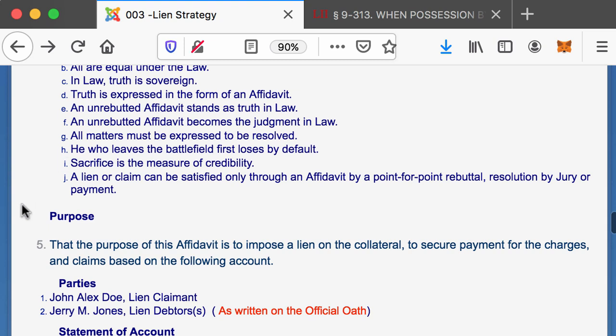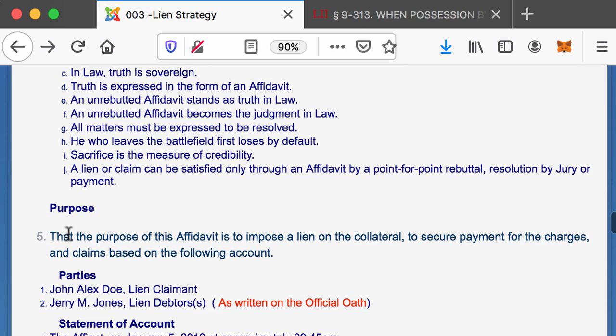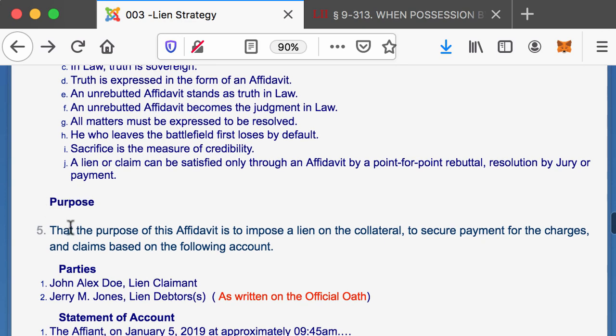So we're laying out everything. We're laying out the entire trial, but we're expressing it in the form of the affidavit to get our private remedy. The purpose of this affidavit is to impose a lien on the collateral to secure payment for charges or damages and claims based on the following account, right? Something to that effect. Look, I'm going off the top of my head, so you might be more knowledgeable than me and tell me a better way this should be worded, but you get the idea of where we're going. So we're real clear about the purpose of this claim.